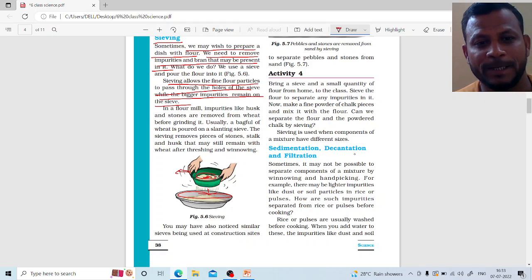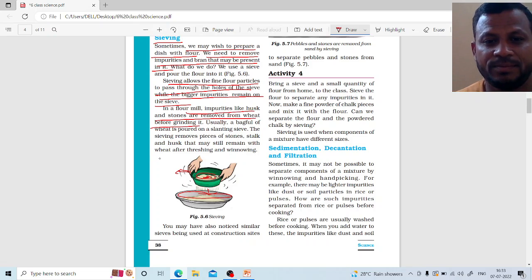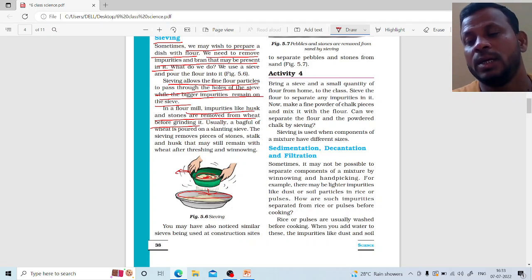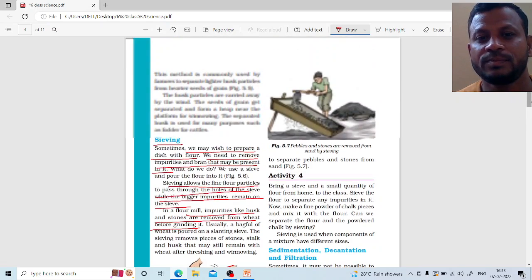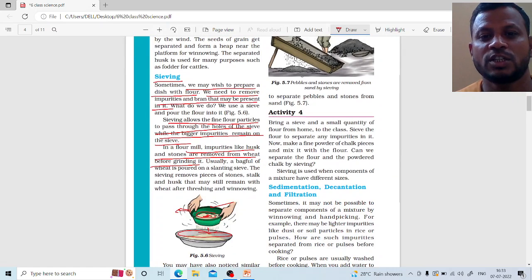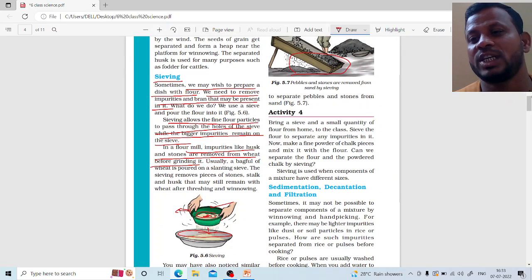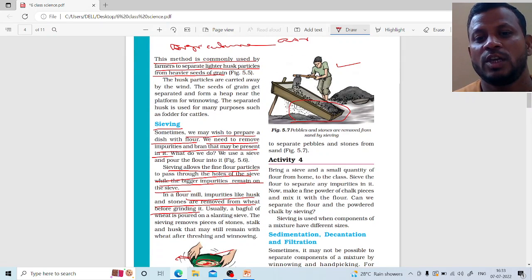Are you getting my point? Look here. Bran, husk and stones are removed from the wheat before grinding it. Or before they prepare chapatis, they separate the impurities by using this sieving method. Okay? This is also one type of sieving where we remove the waste product from sand. You have seen it many times, I hope.